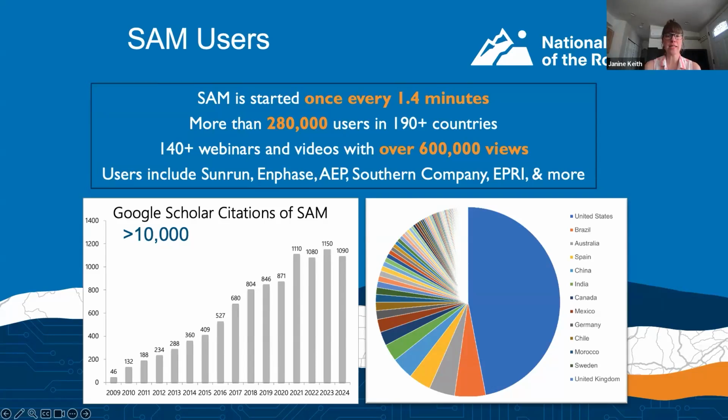And on the lower right-hand side, we do some tracking of the usage of the desktop tool specifically. About half of the tool starts are coming from the United States and about half internationally, although people who are using the tool might be modeling systems outside of their own geographic region as well.